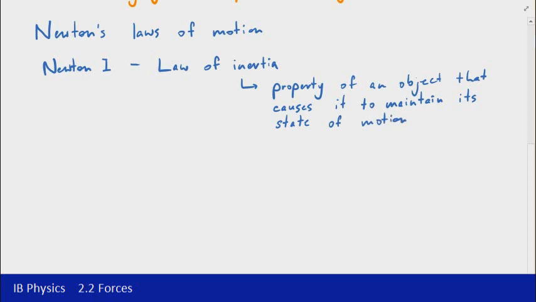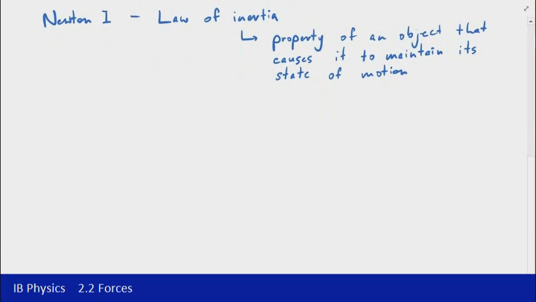So Newton's first law is stated in a few different ways. The way that I'm going to state it is that an object will maintain its state of motion, and by maintain I mean that it'll keep doing the same thing. And it will maintain its state of motion while the forces on it are balanced.